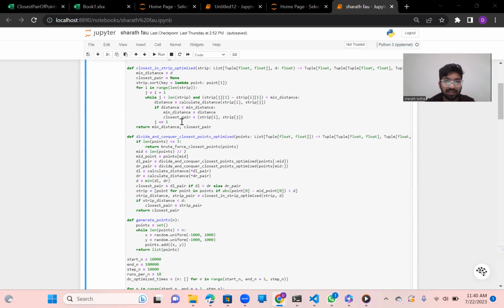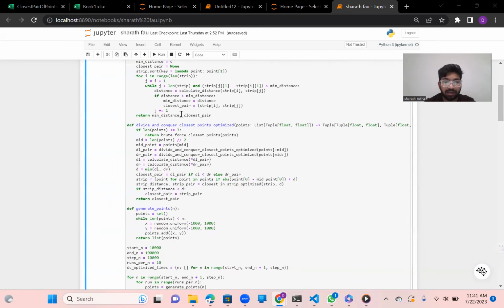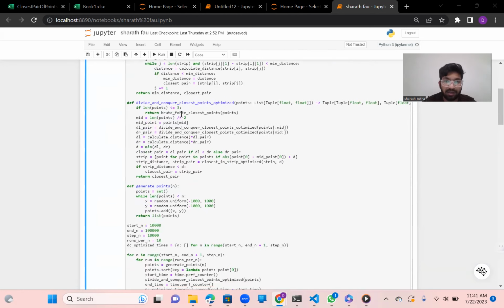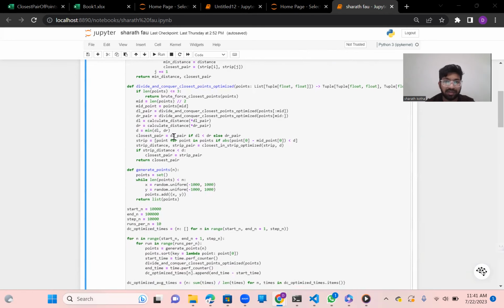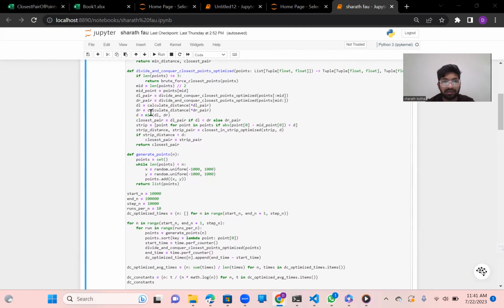The time complexity of this algorithm is O of n squared, due to the nested loops, where n is the number of points. Next, let's look at the divide and conquer algorithm. This approach is a bit more complicated but more efficient. The function implementing the algorithm is named divide and conquer closest pair.